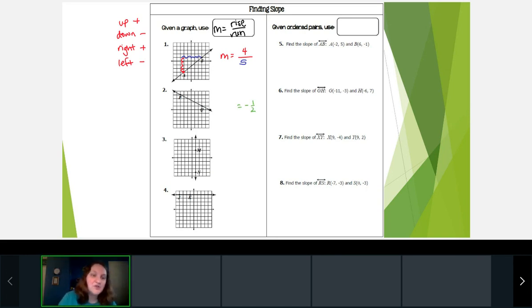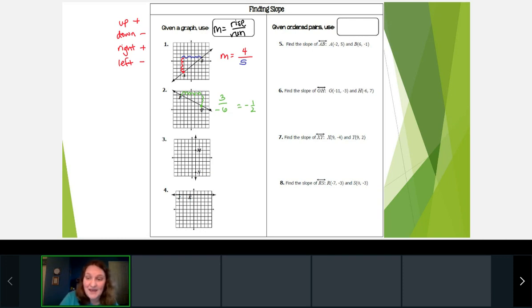Okay. So I started at Q. And I'll do it again where I start at P, but first I'm going to start at Q. I'm going to count how many do I rise. Well, I'm going to go up 1, 2, 3. And then I'm going to the left. 1, 2, 3, 4, 5, 6. And since I went to the left, that's a negative. And I went left 6 spaces. 3 over -6 simplifies to a -1/2.